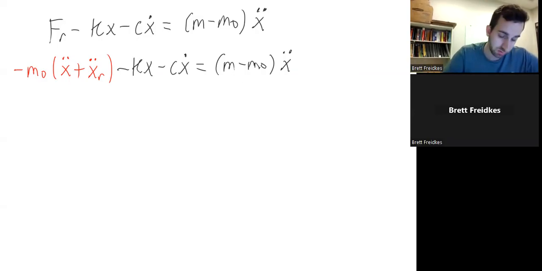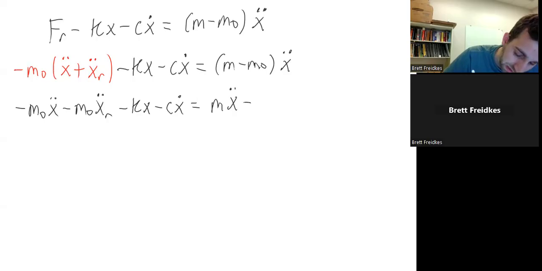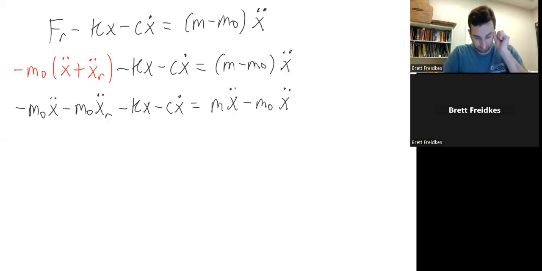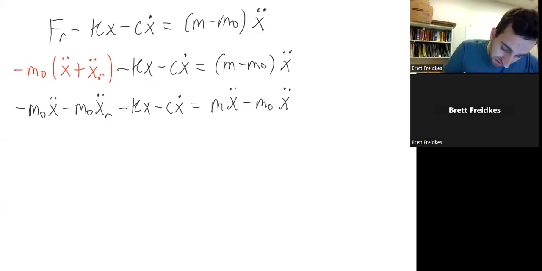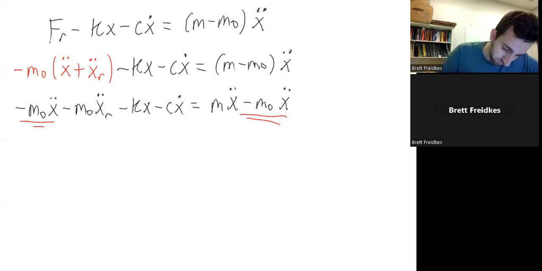That's our subcomponent. So if we go ahead and distribute, we get negative m naught x double dot minus m naught x double dot r minus kx minus cx dot. If I distribute the last guy, that's Mx double dot minus m naught x double dot. And now I can look at both sides. So we see that I have a negative m naught x double dot there and a negative m naught x double dot there. That will cancel. So I have an m naught x double dot r, spring, and a damper. Those are all negative at the moment.